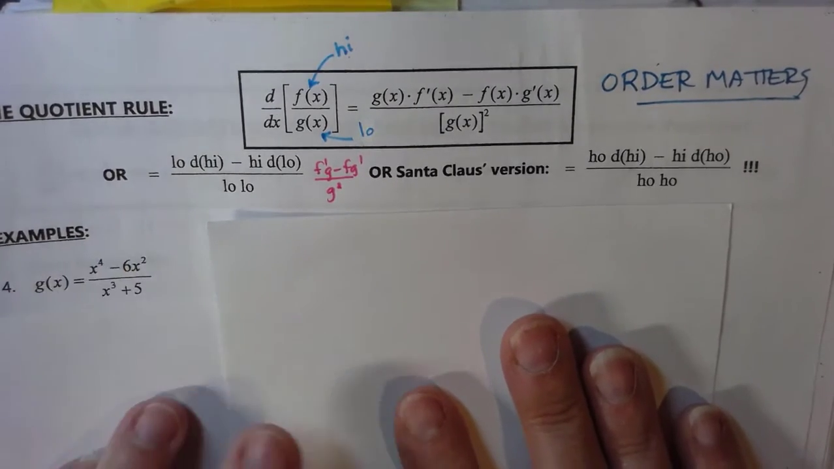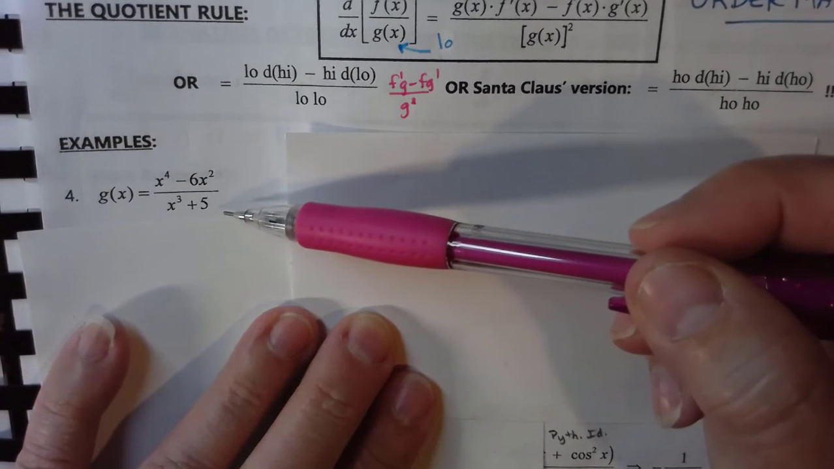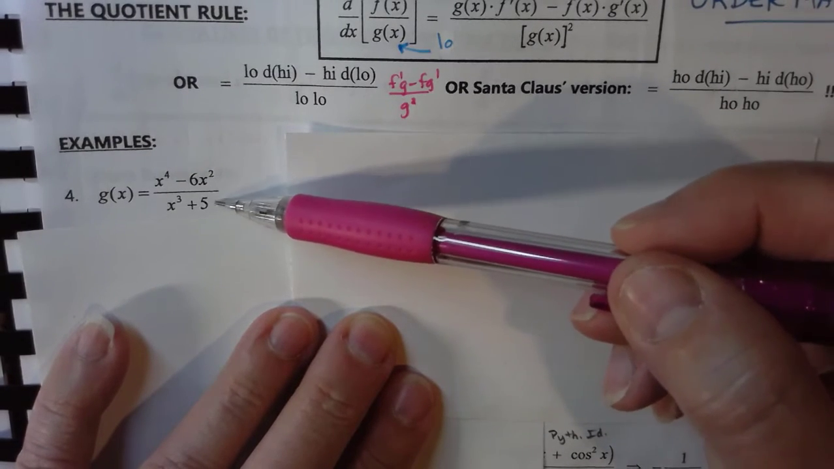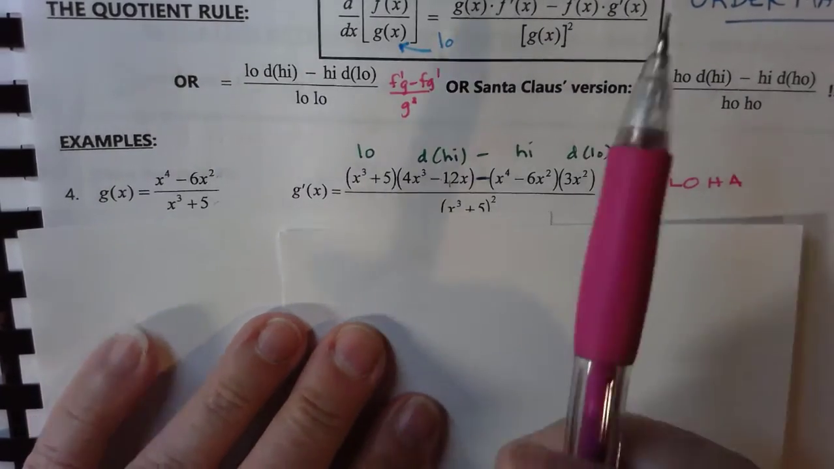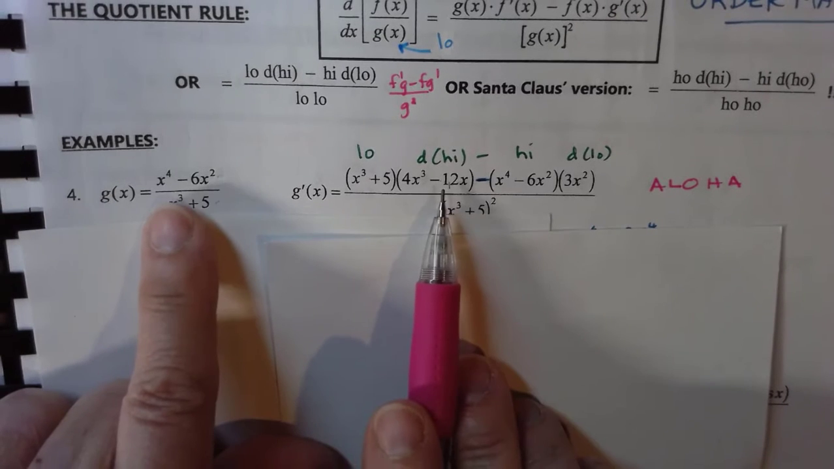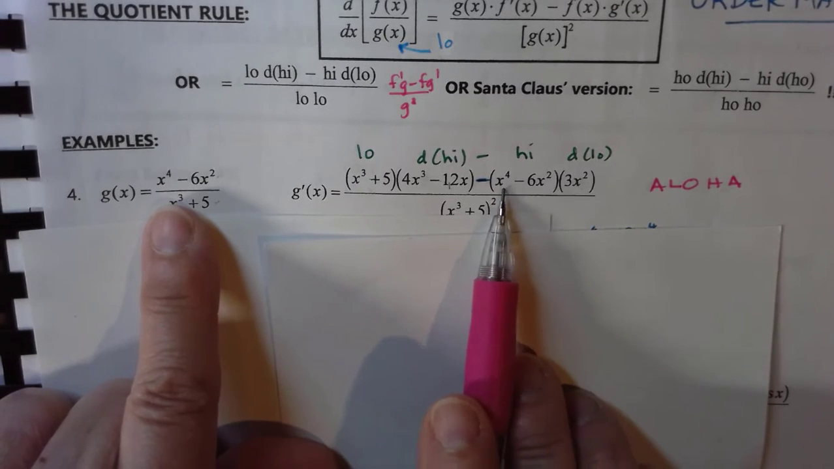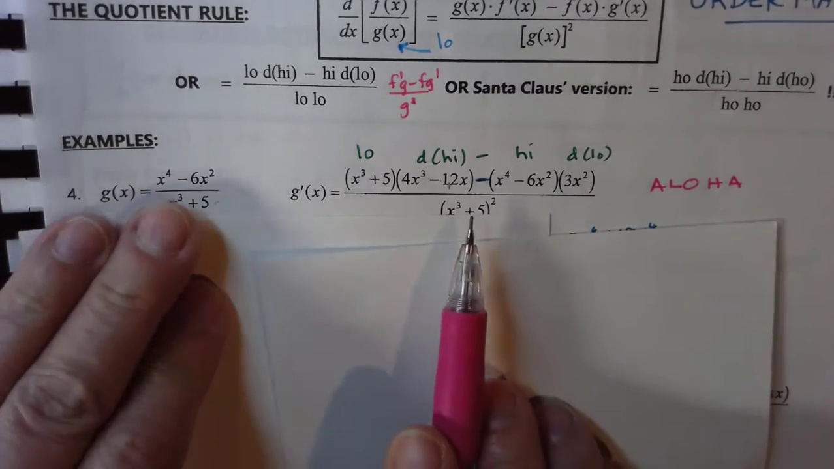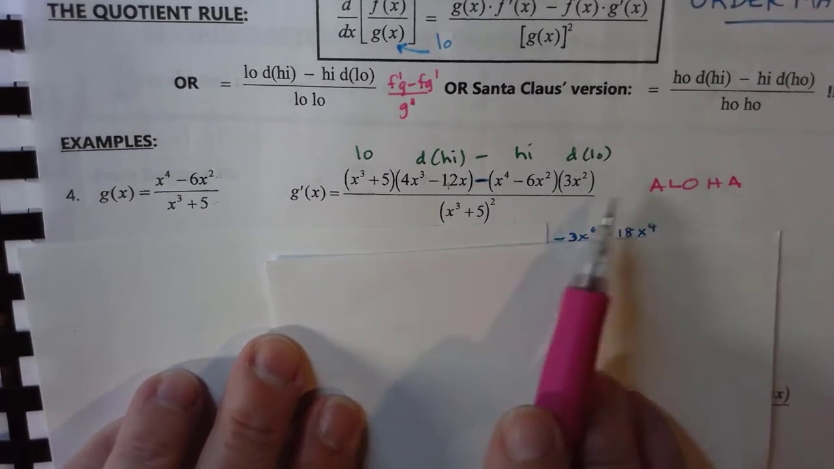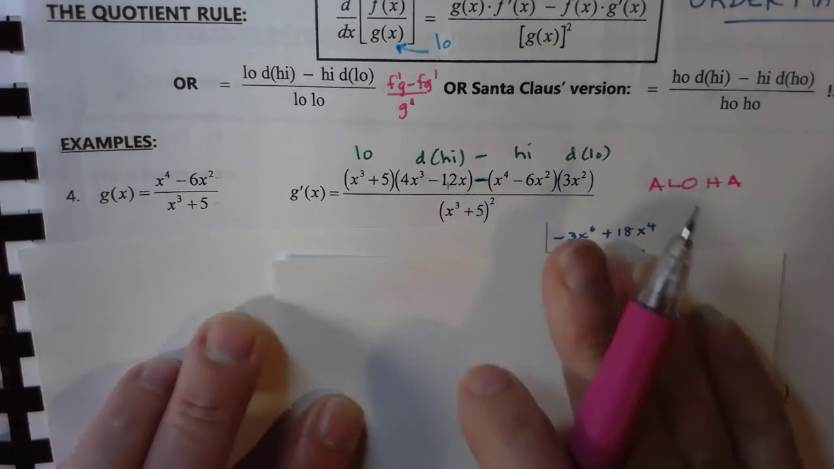Here we go. Here we have x to the fourth minus 6x squared over x cubed plus 5. This is my low function. This is my high function. Low times the derivative of high, I've gone ahead and taken the derivative of it, minus the high function times the derivative of the low function over low, low. Now we have a low ha. And let's remember, all of this is following a negative sign. Here we go.